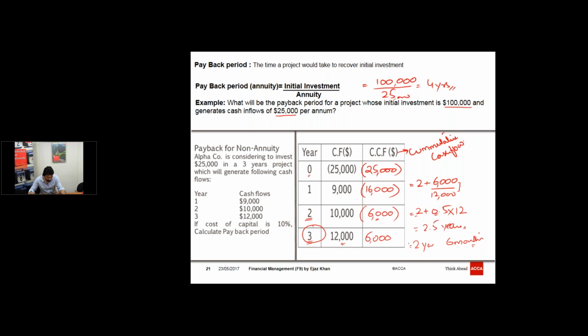Noor, at the moment we haven't used cost of capital. In the next slide, I will explain why we didn't use the cost of capital in this example. Namshad, it's the negative cash flow at the end of year 2. It's not the positive 6,000 of year 3. It's the last negative cash flow.